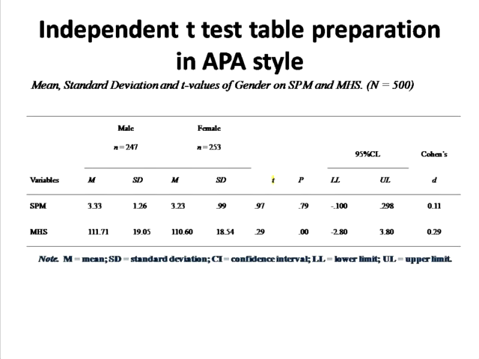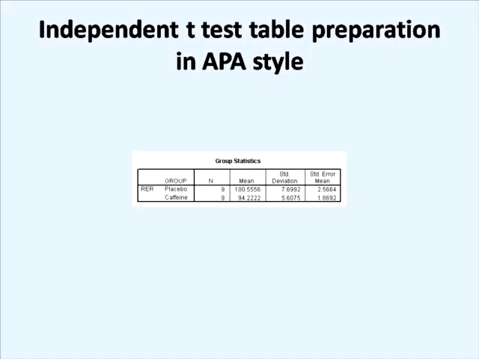See, the lower limit, upper limit, P and T, and the mean and SD you get from the first table. Here we have just two variables, and the first row has a column, the mean column.